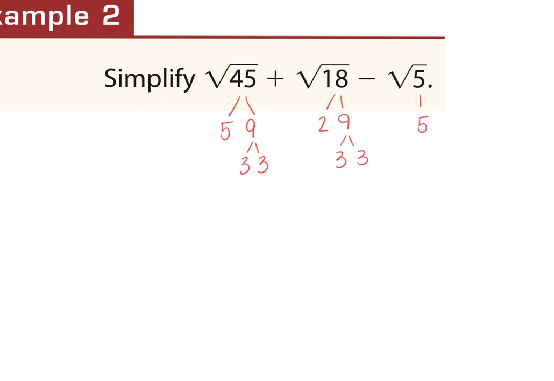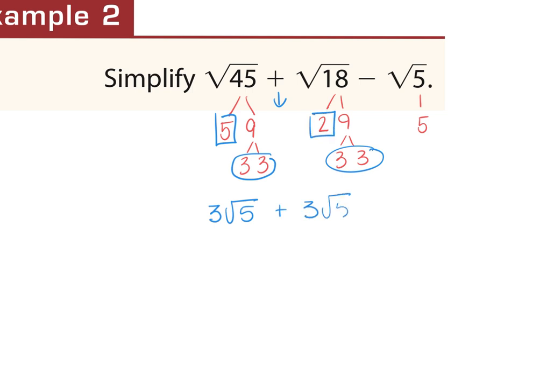And so this first one, I can group this 3. That's going to come out. 5 is going to stay in. Make sure you bring down the plus sign. This 3 can come out. This 2 will stay in. And then this is as simple as it gets.